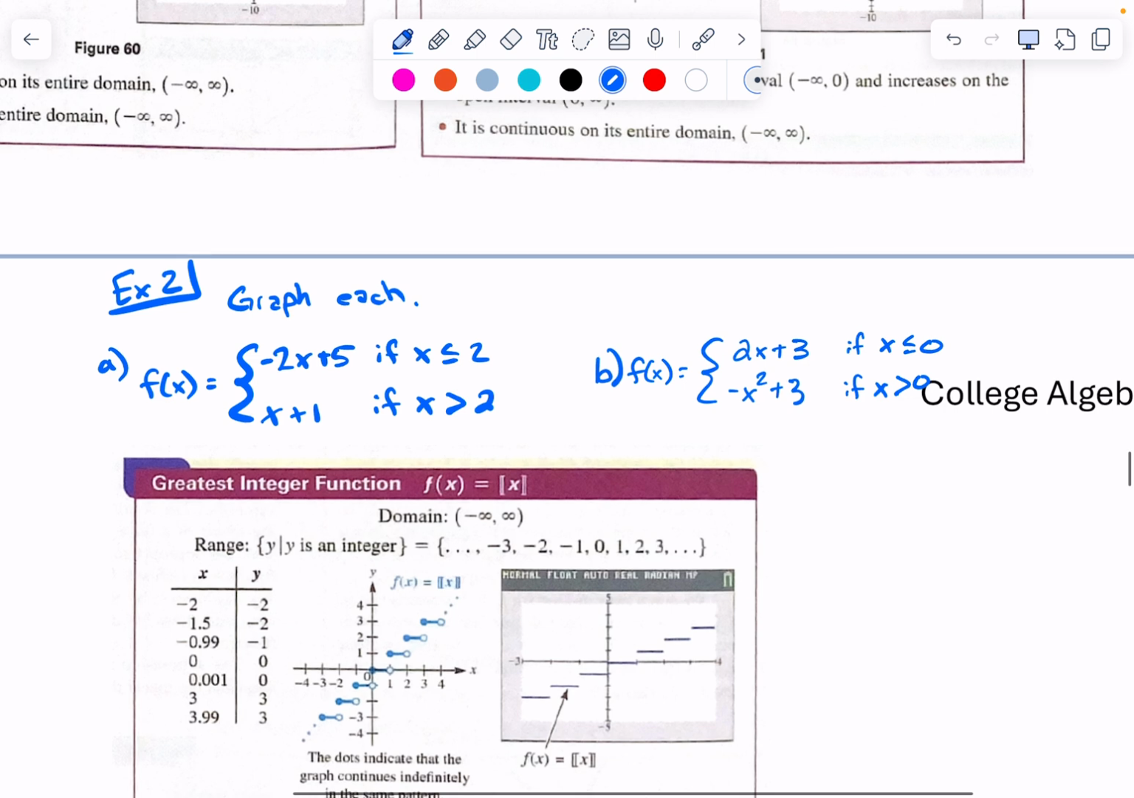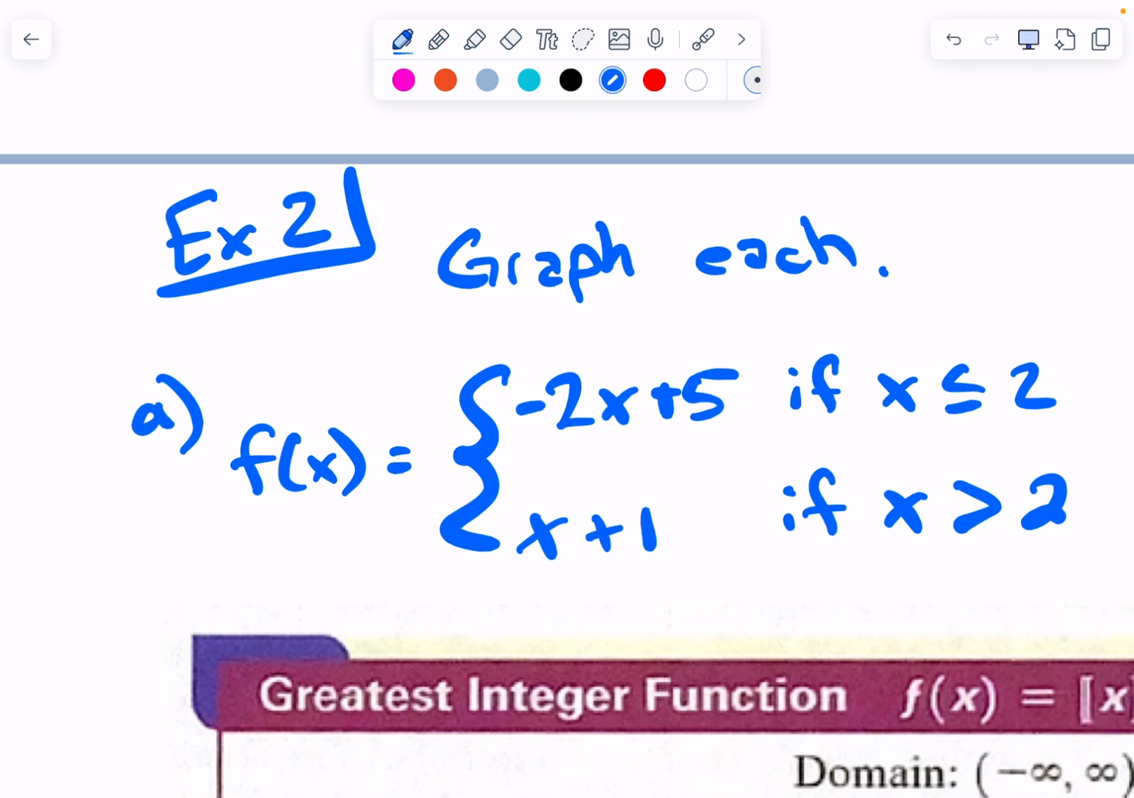Okay, here you go. This is what you're gonna have to write. Sorry, these didn't include in here. So here's the first part A of example 2. We'll do example 2 and then we'll stop. Graph each function.